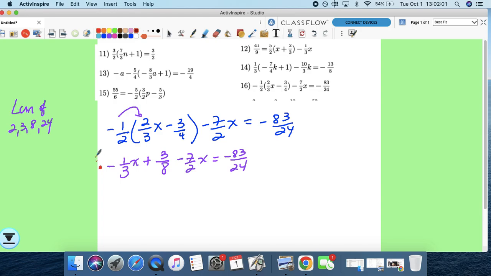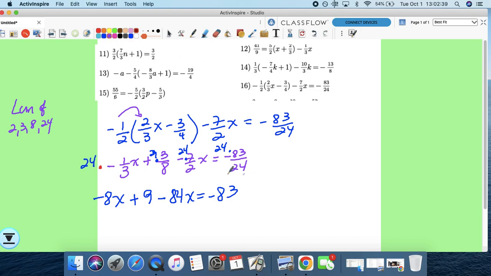So I'm going to take everybody and multiply by 24. Take this guy, multiply by 24. 24 divided by 3 is 8, and 8 times 1 is negative 8x. That's what I get for the first one. 24 divided by 8 is 3, and 3 times 3 is 9, so I get plus 9. Minus: 24 divided by 2 is 12, and 7 times 12 is 84x. And 24 divided by 24 is 1, and 1 times 83 is negative 83. So that's what I have left over.